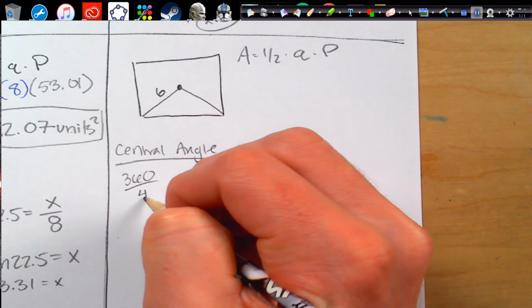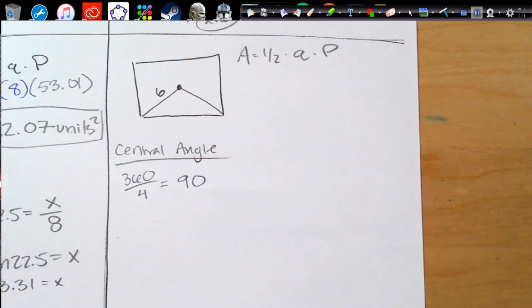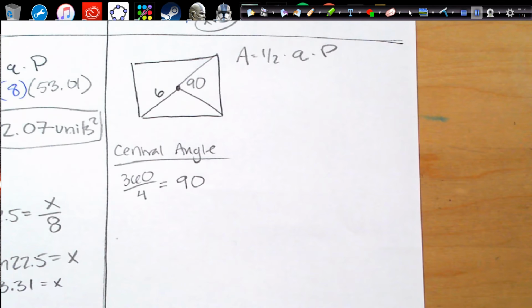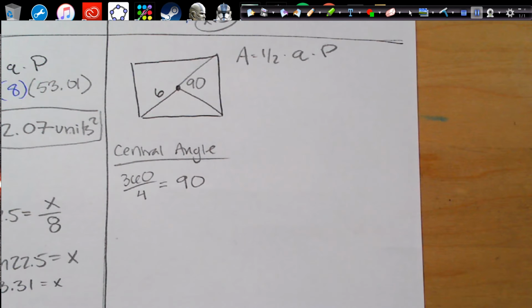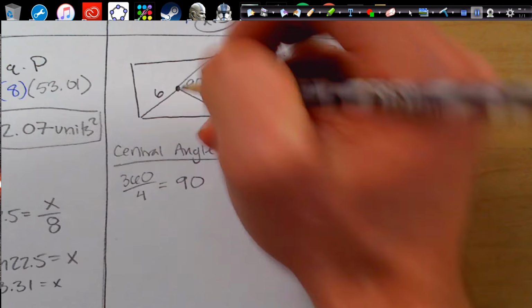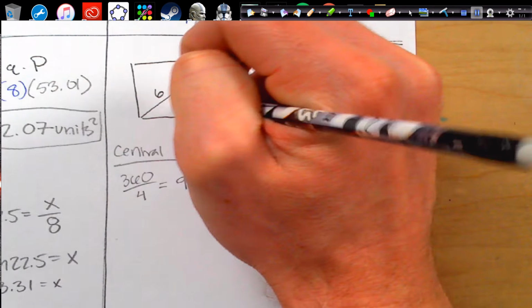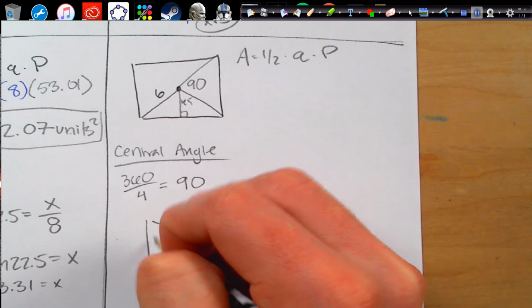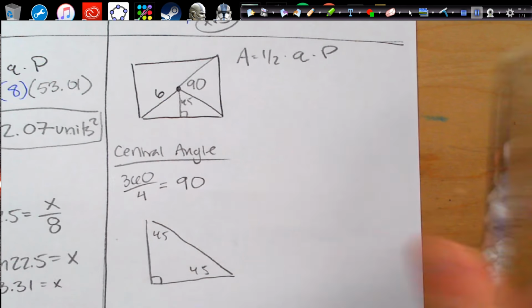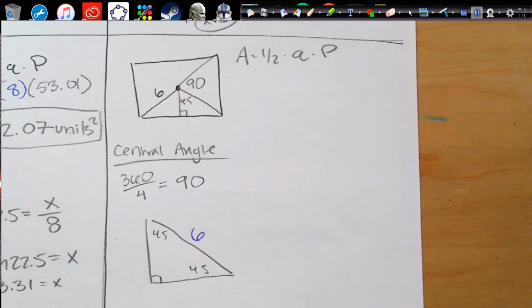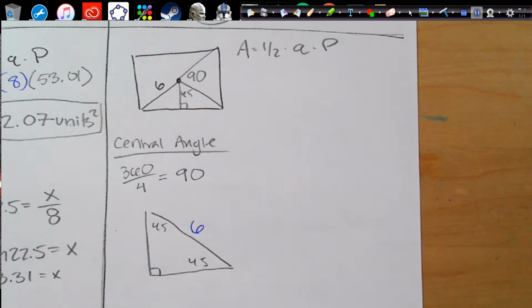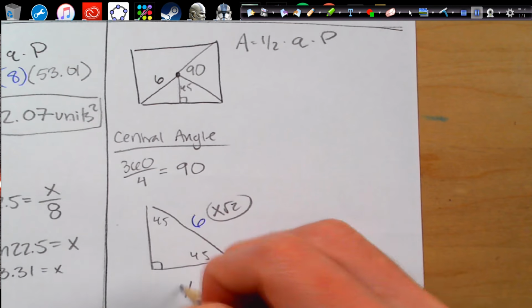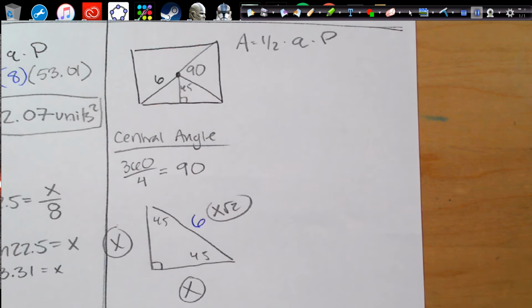360 divided by 4, that's going to give me 90. So each one of these is 90. And then we're going to break it into half, so this will become 45. So I'm going to get a 45, 45, 90, where the hypotenuse is 6. This is in the x rad 2 position. This is in the x position, and this is in the x position.